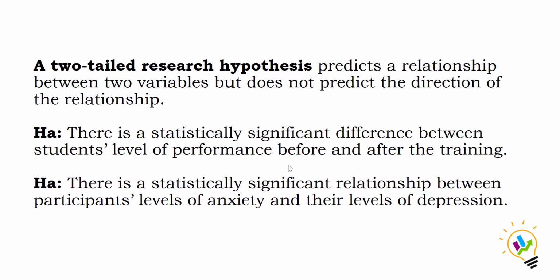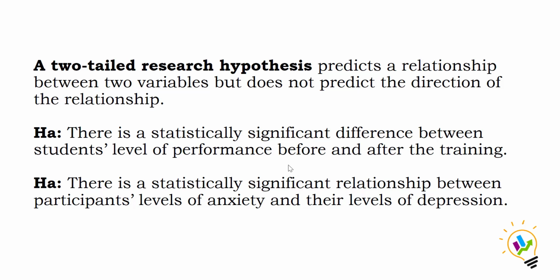Now we'll see about two-tail research hypothesis. In this two-tail research hypothesis, we will not have any direction, that is, it predicts a relationship between two variables but does not predict the direction of the relationship. In two-tail research hypothesis, we don't have a direction. Like in the one-tail we have direction, we are saying higher and lower, but in two-tail we don't have any direction.